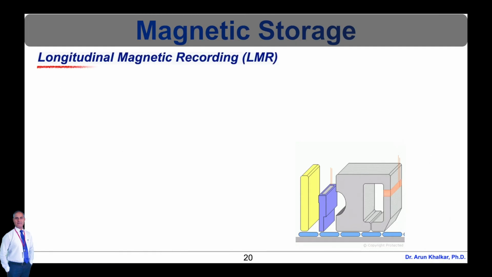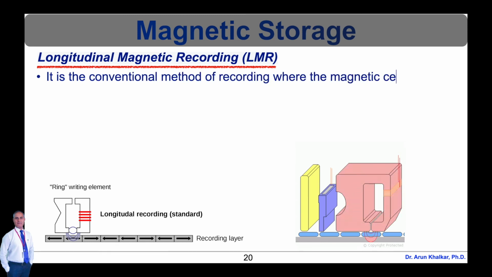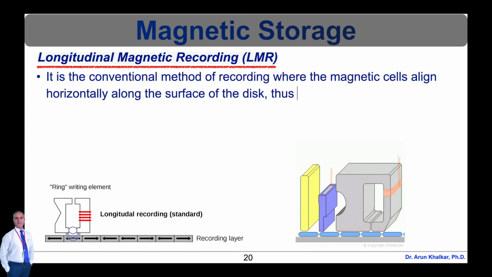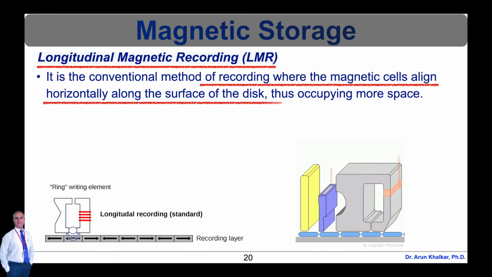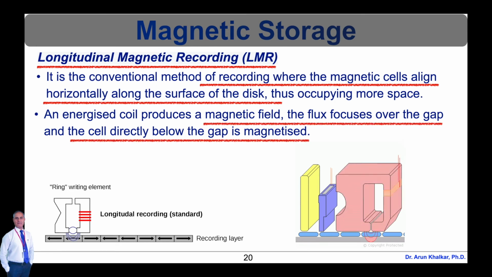Now let's see longitudinal magnetic recording, that is LMR. Longitudinal magnetic recording is a conventional method of recording where the magnetic cells align horizontally along the surface of the disk, thus occupying more space. An energized coil produces a magnetic field established by the metal core. The flux focuses over the gap and the cell directly below the gap is magnetized. This principle is very similar to that used in the tape recording heads.